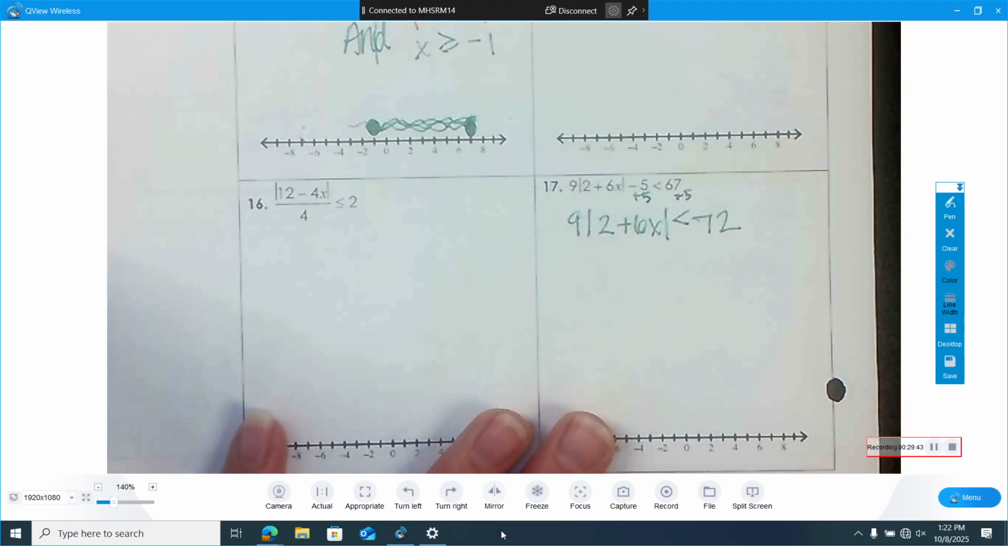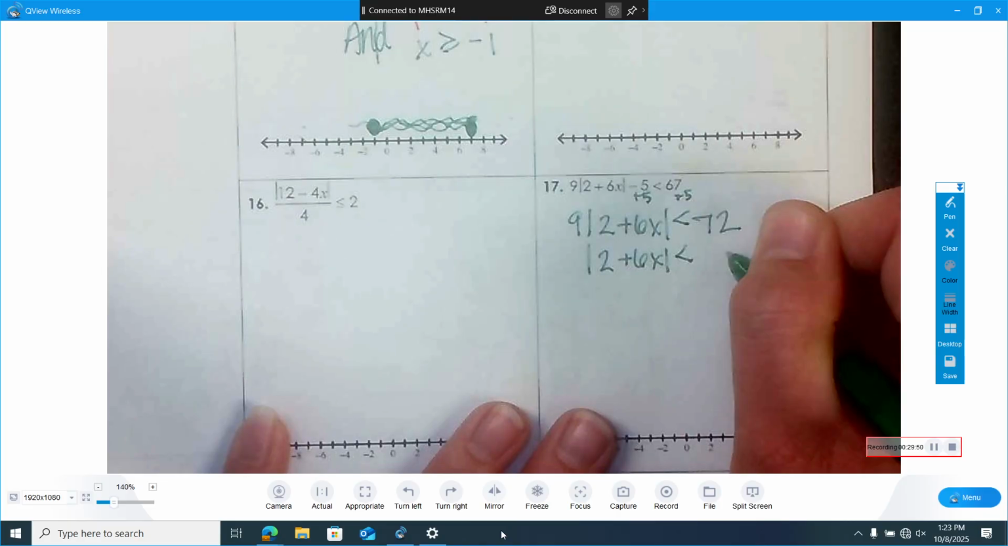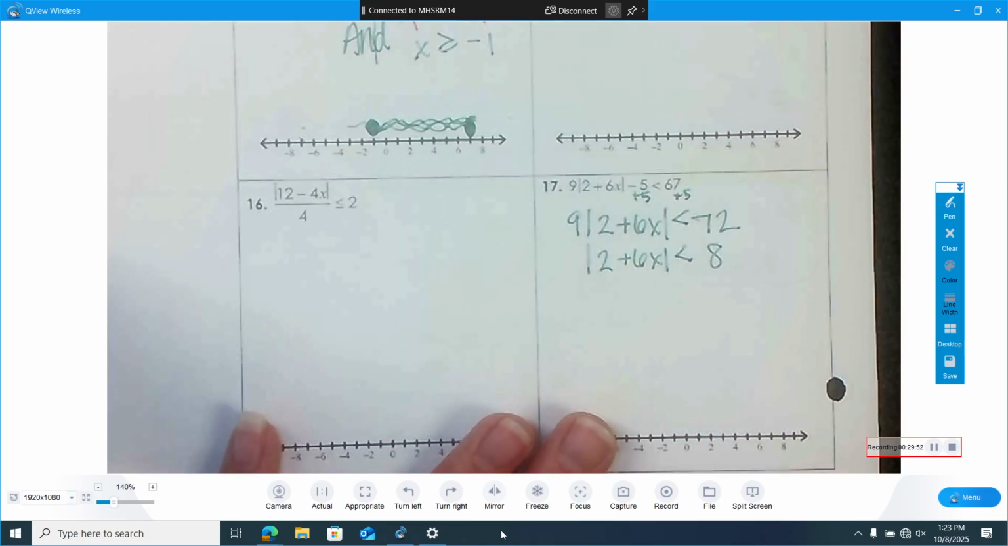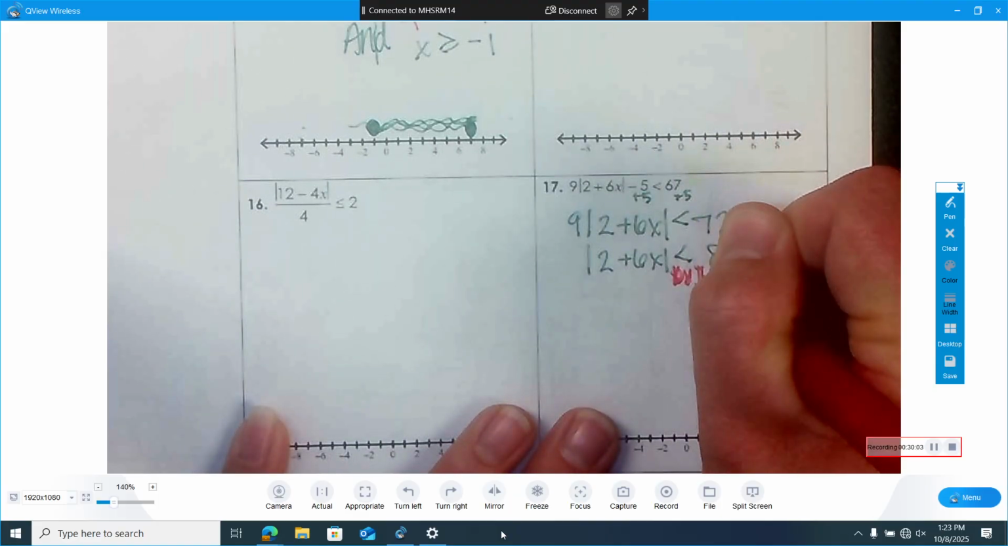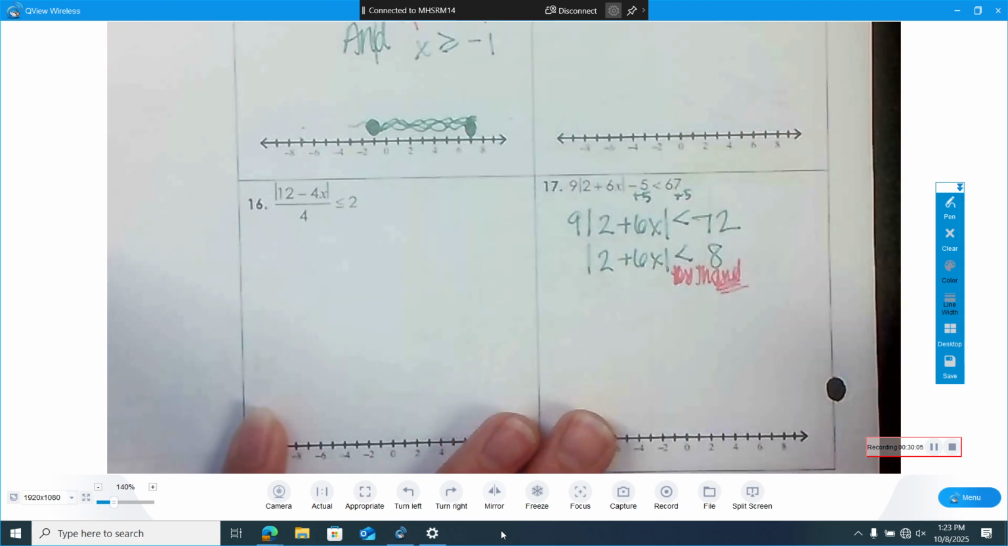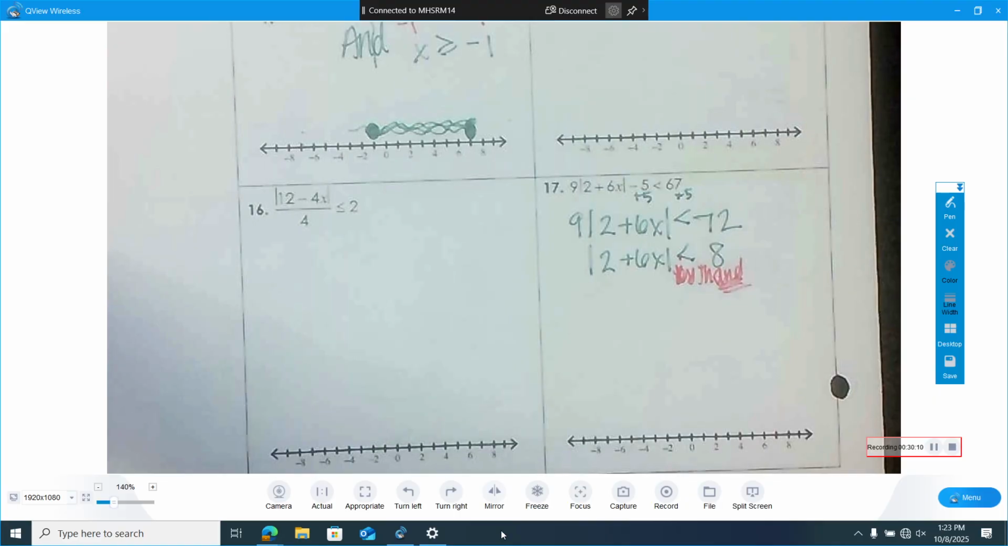And then what do we need to do? Divide by 9. So we get the absolute value of 2 plus 6x is less than 8. Okay, what kind of equation is this, looking at that symbol? Oh. Less than, less than, A-N-D, less than. When you read that, the absolute value is less than. So this is an AND equation. What should our picture look like? Dumbbells. Should look like dumbbells.